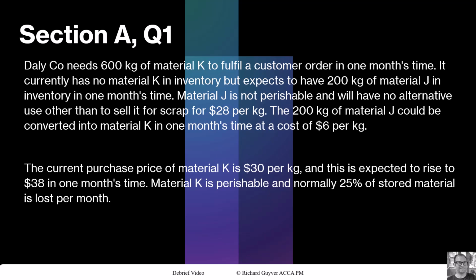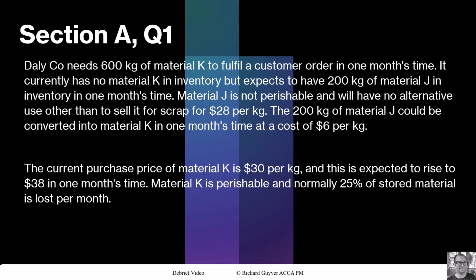for scrap at $28 a kilogram, and the 200 kilograms it has could be converted into material K in 1 month's time at a cost of $6 per kilogram. The current purchase price of K is $30 a kilogram, and it's expected to rise to $38 in 1 month's time. But material K is perishable, and normally 25% of stored material is lost per month. And I'm not surprised some people struggled with this. There's a lot of information in this question.